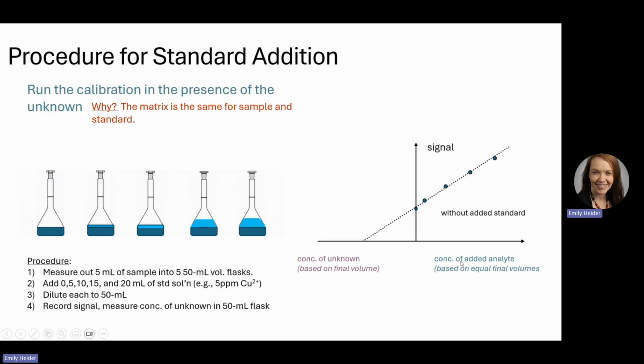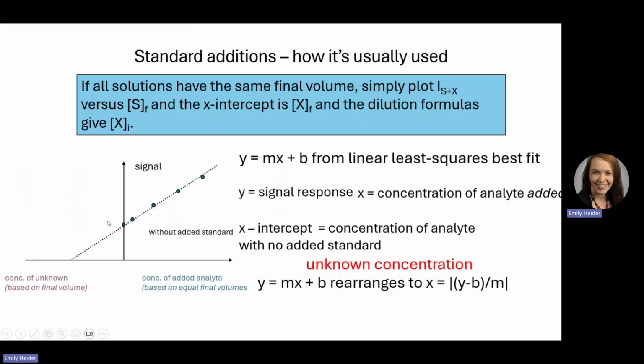So on the x-axis is the concentration of analyte that we added, our standard that we added, and on the y-axis is the signal. Now you'll notice that our first flask still has a signal because even though we didn't have any added standard in it, it did have our unknown that was present in our sample matrix. So our calibration curve is shifted up in the y direction because our unknown was present, and it's shifted over in the x direction rather than going through the 0, 0 point because it has that amount of unknown present. So how can we now calculate our unknown concentration?